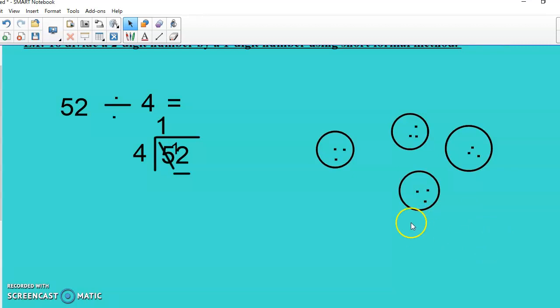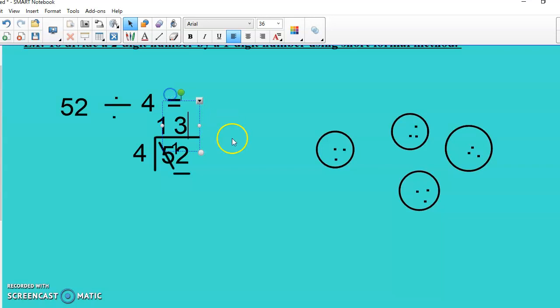So I'm only just going to pick 1 to count. And how many? 1, 2, 3. So 4 goes into 12 3 times. Well done, children. And that's what I'm going to write here. So my quotient is 13. So that's my answer.